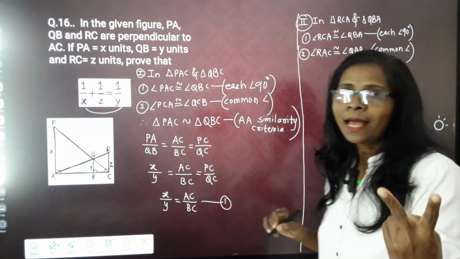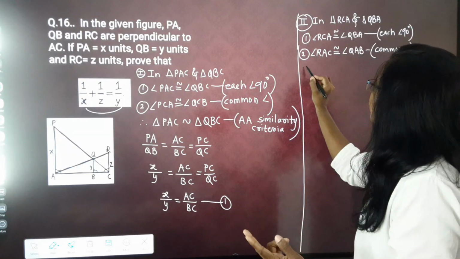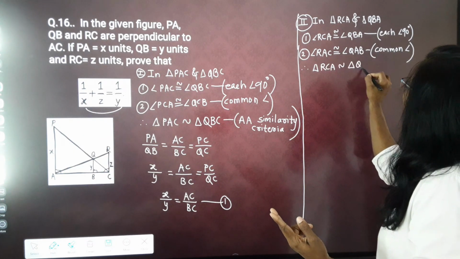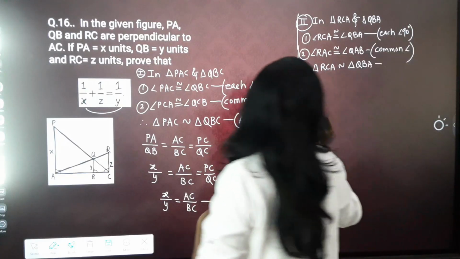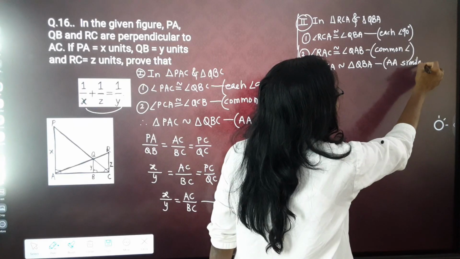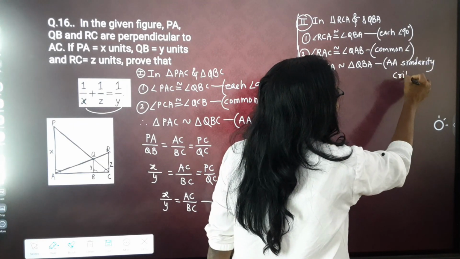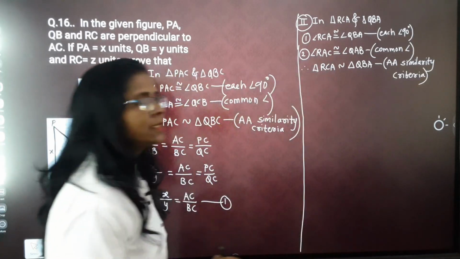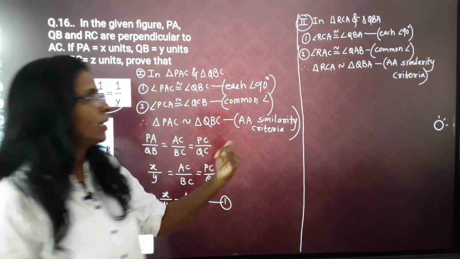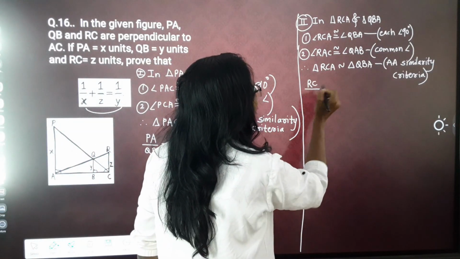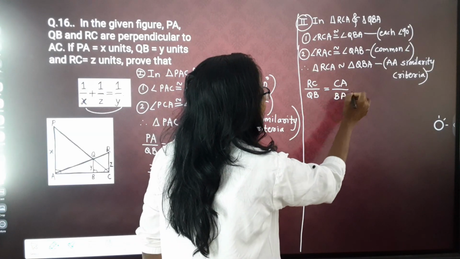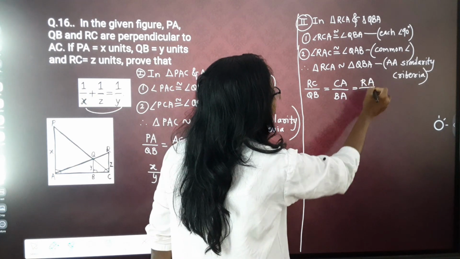Okay. Now the two angles are congruent. So therefore we say that triangle RCA is similar to triangle QBA. And the criteria, same criteria students, that is AA similarity criteria. Then as the triangles are similar, their sides ratios are equal. So here RC upon QB is equal to CA upon BA is equal to RA upon QA.